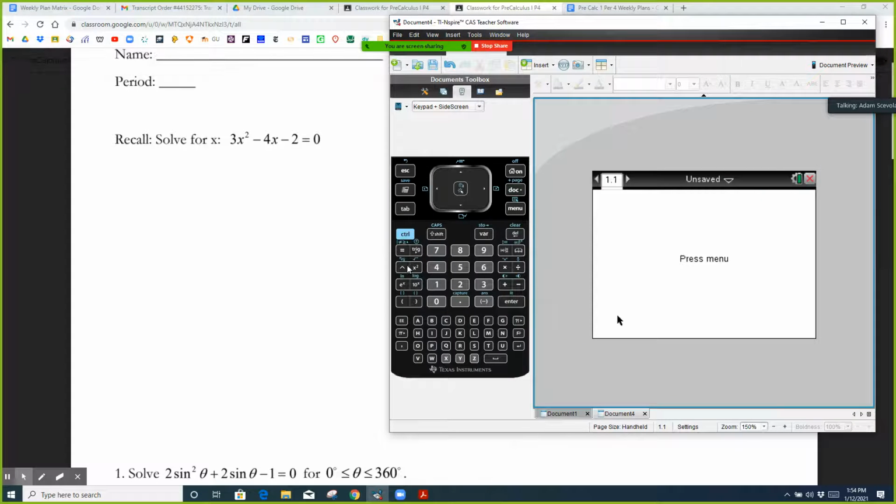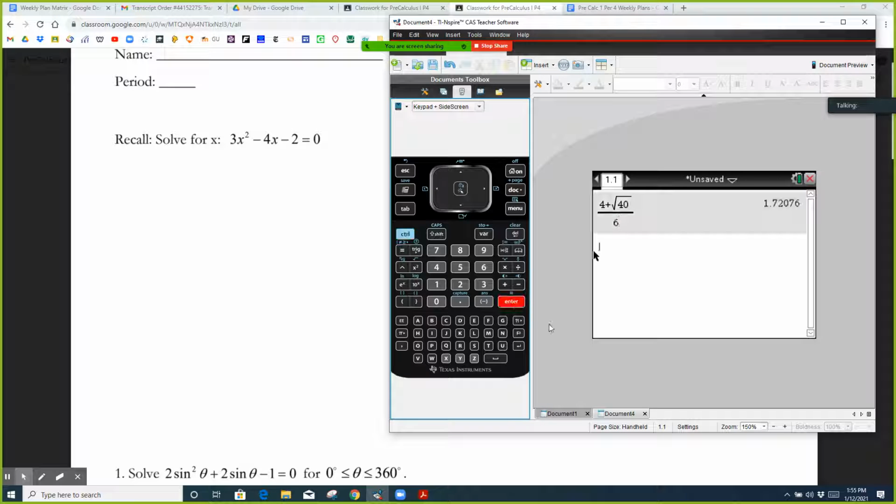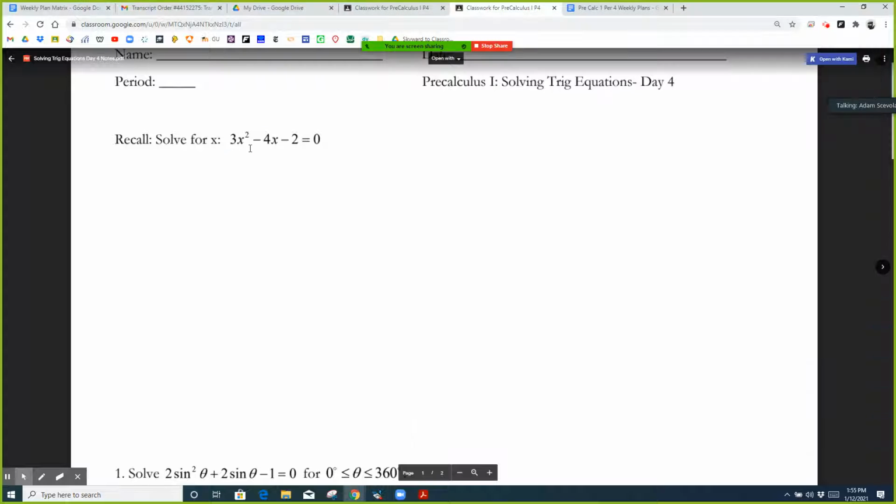First we've got to open a calculator. Then do control division. You do 4 plus the square root of 40 over 6. And that gives me one solution. All right, 1.72. So that'd be one decimal approximation of a value of x that would work here.